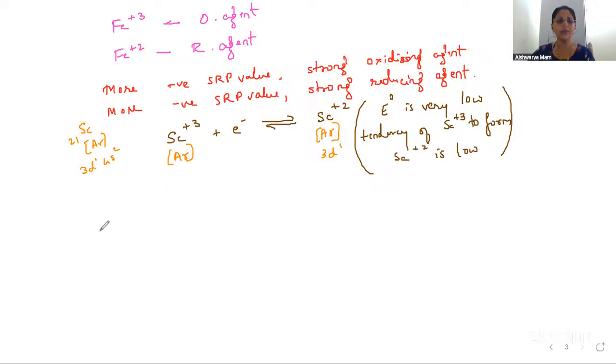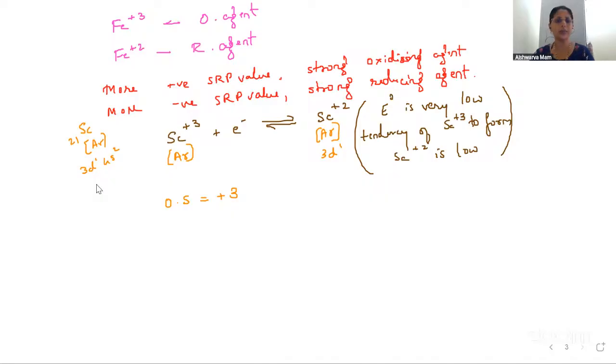So scandium has the configuration of argon. The tendency of Sc plus 3 to undergo reduction to Sc plus 2 is low. Therefore, what is its stable oxidation state? It is plus 3. So low values of electrode potential are due to what? It is due to the stable noble gas configuration.